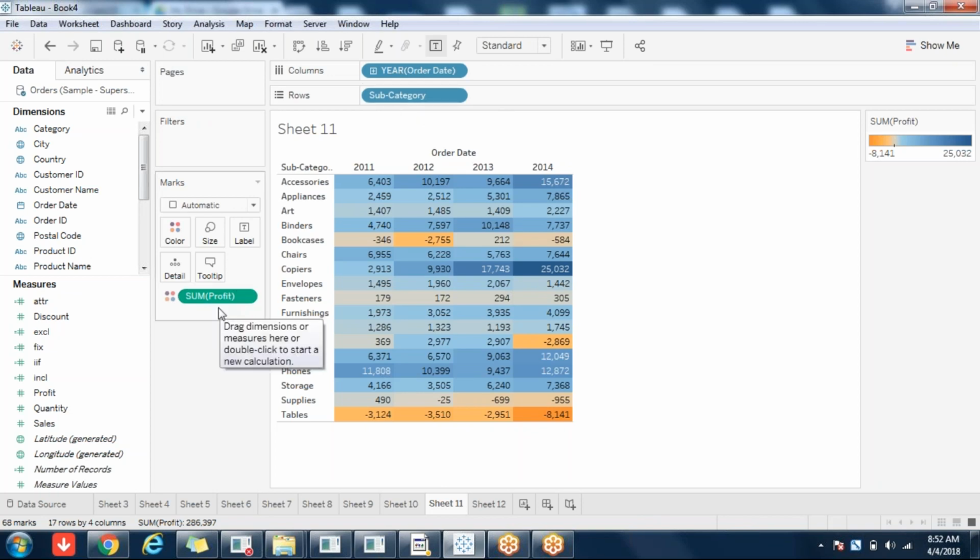What's the exact difference between discrete and dimension, and continuous and measure? When I show you calculations, I'll explain that neatly whenever the situation comes. But remember, discrete and continuous is the answer.